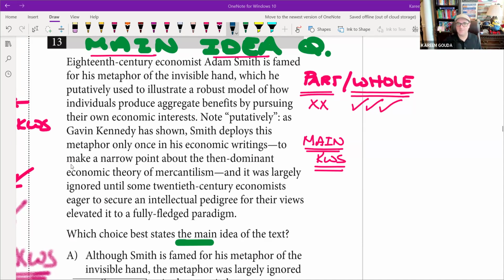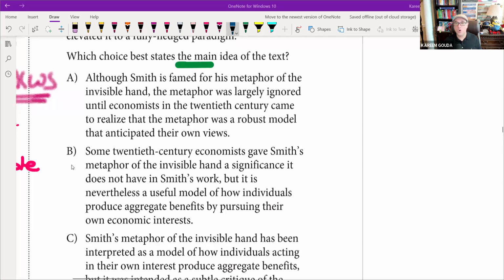Good job, Malik. A. Although Smith is famed for his metaphor of the invisible hand, the metaphor was largely ignored until economists in the 20th century came to realize that the metaphor was a robust model that anticipated their own views. B. Some 20th century economists gave Smith's metaphor of the invisible hand a significance it does not have in Smith's work, but it is nevertheless a useful model of how individuals produce aggregate benefits by pursuing their own economic interests.